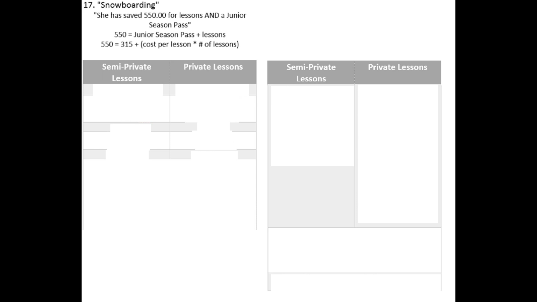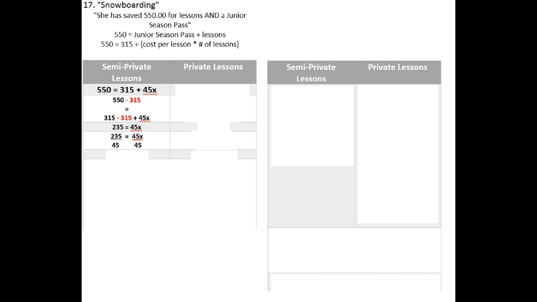So we break that down, that's $315 plus the cost per lesson times the number of lessons, okay? And all of that has to add up to what she's already saved. So it's 550 equals 315 plus 45x, okay? And x is just our number of lessons. First thing we're gonna do is 550 minus 315 equals 315 minus 315 plus 45x.